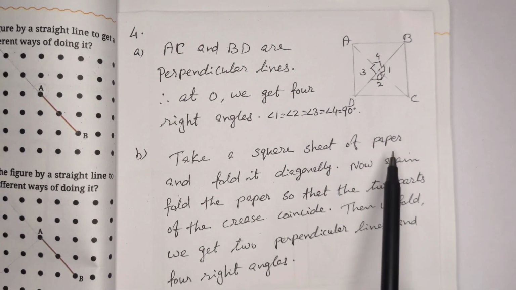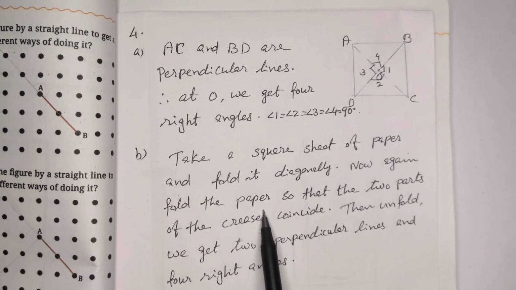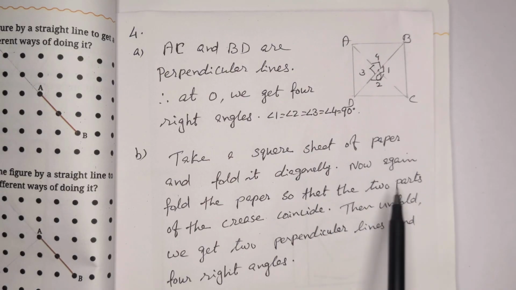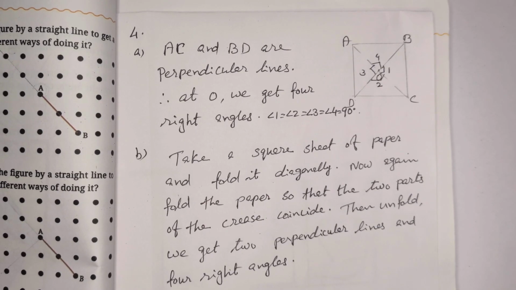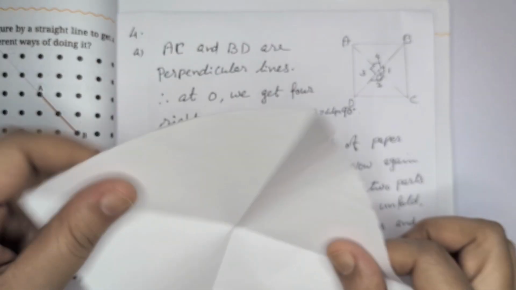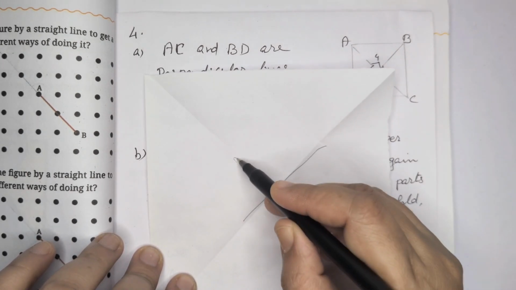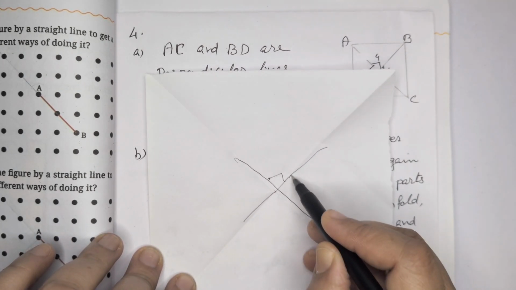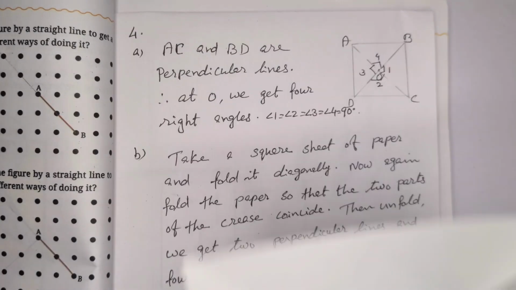Then how to fold? Take a square sheet of paper and fold it diagonally. Now fold one more time so that the two parts of the rays coincide. Then unfold, and we get 2 perpendicular lines and 4 right angles. This is the way to get 2 perpendicular lines and 4 right angles, each 90 degrees.